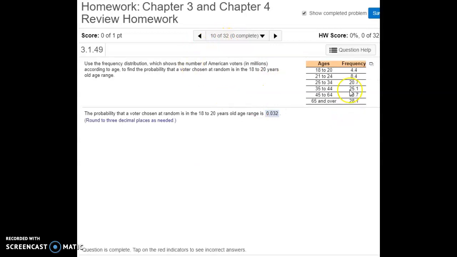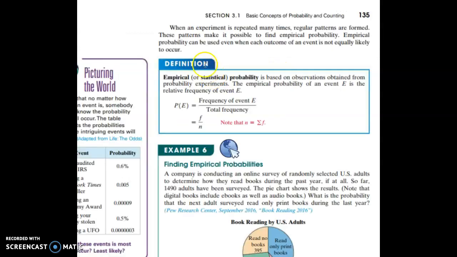Number 10, we have a frequency distribution here, and we're trying to find the probability that a voter chosen at random is in the 18 to 20-year-old range. So this is from section 3.1. This is called empirical or statistical probability. Each outcome is not equally likely to occur, but the probability of outcomes is based upon observations, statistics that we've gathered from probability experiments. And we again have a ratio we set up, and the frequency of an event occurring over the total frequency is how we calculate our probability.